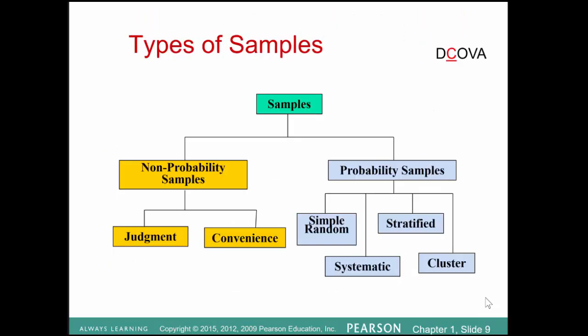So how are samples formed? Well, these are the different types of samples. There are two ways you can collect a sample. One, non-probabilistic samples, the wrong way, or probabilistic samples, the right way. Non-probabilistic samples are used out of pure convenience or biased judgment.